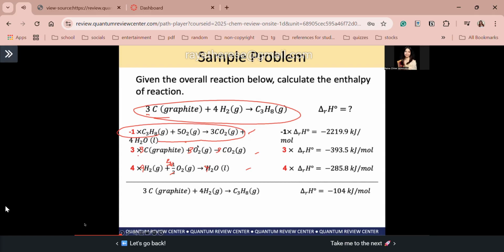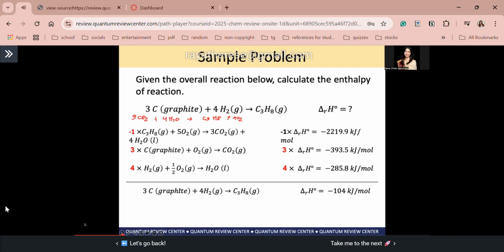O, tingnan ha. Assume, guys, na i-reverse ko yung first reaction. Pag ni-reverse ko kasi itong first reaction, guys, ang kanyang result ay 3CO2 plus 4H2O produces C3H8 plus 5O2. Okay? So let's see if pwede natin makuha ang overall reaction below.